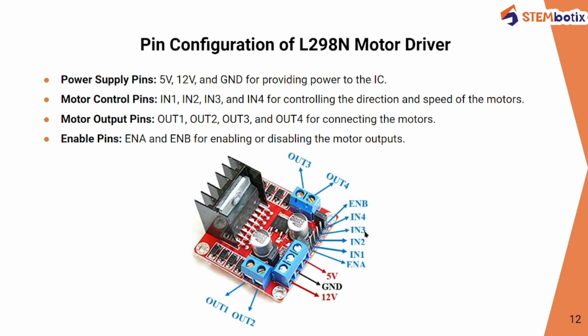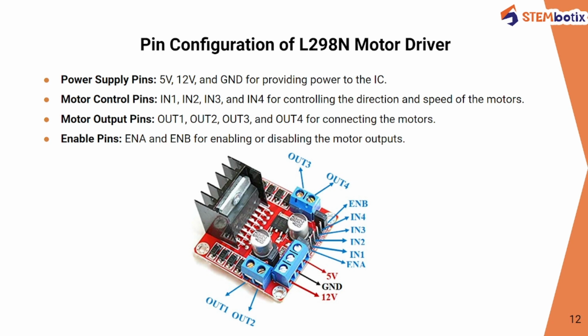So these IN1 and IN2 pins control the spinning direction of motor A, and IN3 and IN4 control the spinning direction of motor B. The spinning direction of a motor can be controlled by applying logic. Here it works on logic high or logic low. According to that logic, it will control its direction, meaning whether the motor will go in the forward direction or in the backward direction.